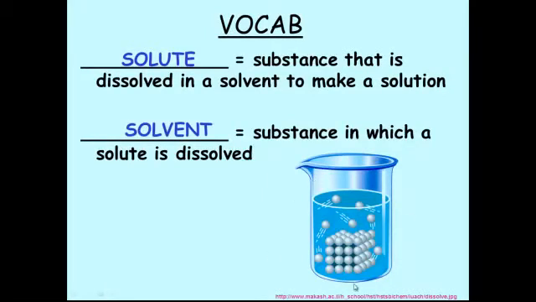So if I was to take a little beaker of water and add something to it, like sugar molecules, for example, sugar molecules would dissolve in the liquid, spread out in the water, and we would call that the solute, and the liquid that's dissolving those solute molecules is called the solvent.